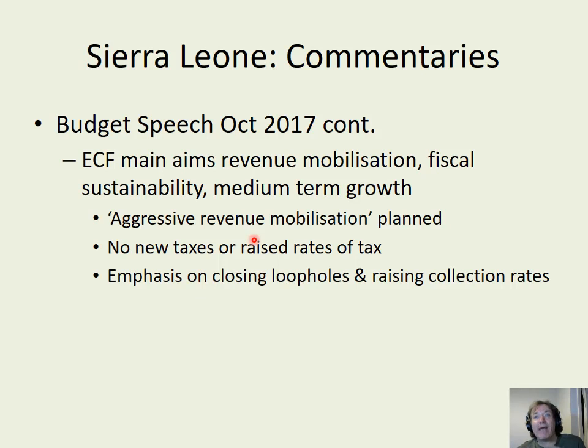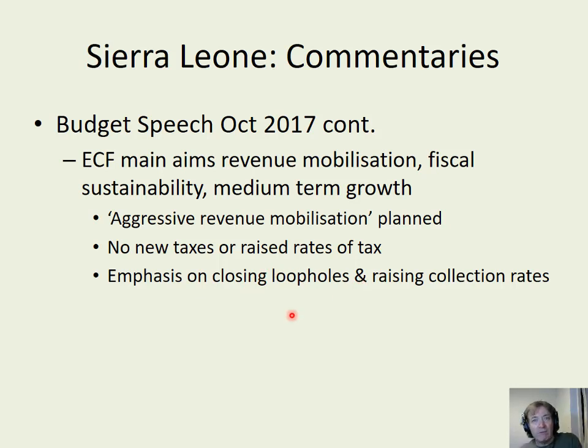They're lending us the money in order to help us improve our tax collection, tax activity monitoring, collection, and enforcement operations, to help us plan better fiscal sustainability without getting into deficit, and to use that money to stimulate medium-term growth by improving infrastructure and training and so on. So we're planning aggressive revenue mobilisation. It's still the budget speech. No new taxes or raised levels of tax. That kind of contradicts the bullet point before. So instead of new taxes, they're going to emphasise closing loopholes.